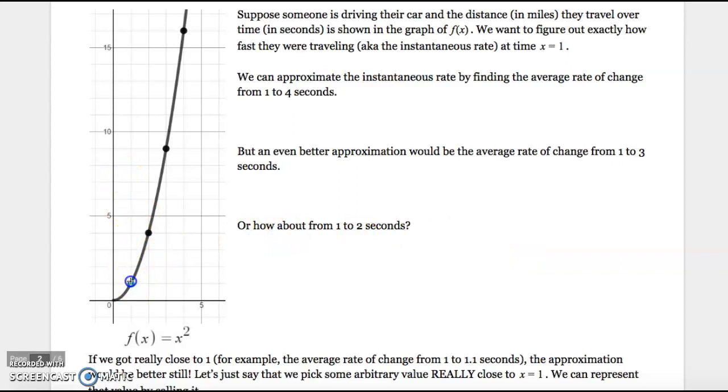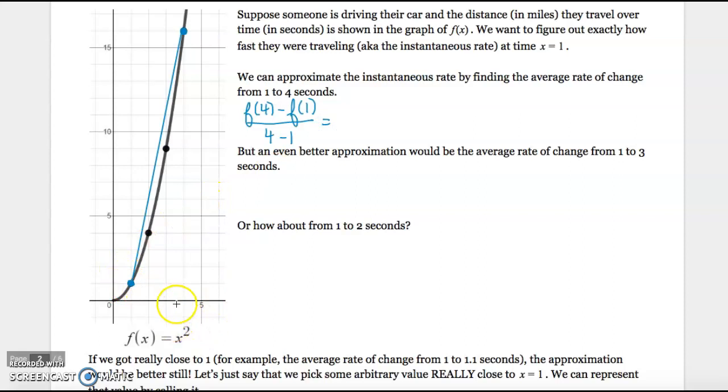So if I start here, there's my 1, here's 4. If I find the slope, let's see if I can draw a straight line. Aha, from here to here. So we're finding the rate, or the slope, of that line, which is the average rate of change from 1 to 4 seconds. So we're basically finding f of 4 minus f of 1 over 4 minus 1.